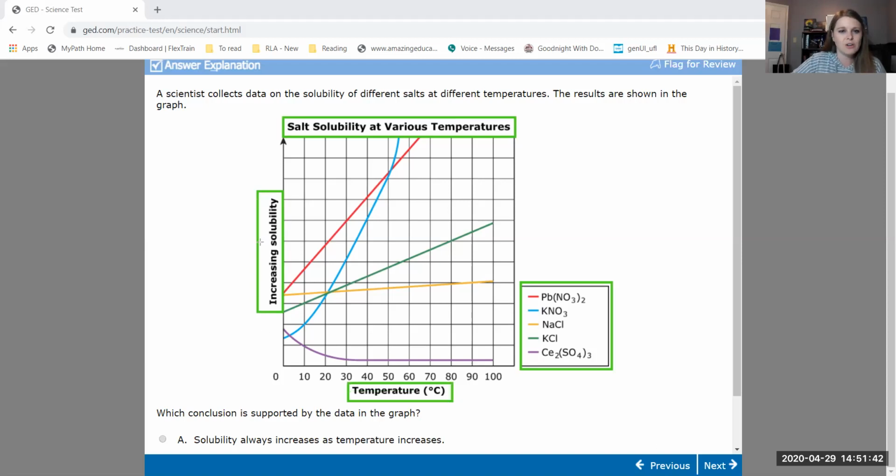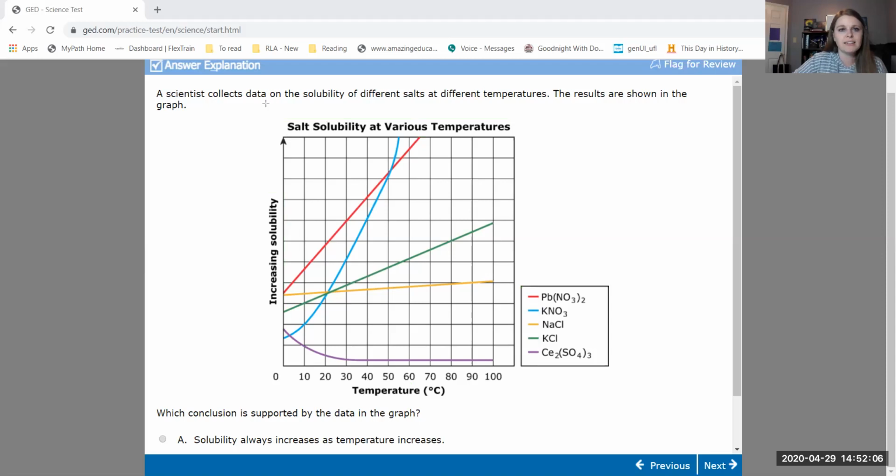So this side is increasing solubility. Don't worry about what solubility means. And then this one is temperature. We know what that is. And again, all these little letters here, don't worry about what they mean. They're not going to ask you what they mean. They're going to ask you to just read this chart. So now that we know where the parts of the chart are, let's take a look at the questions.